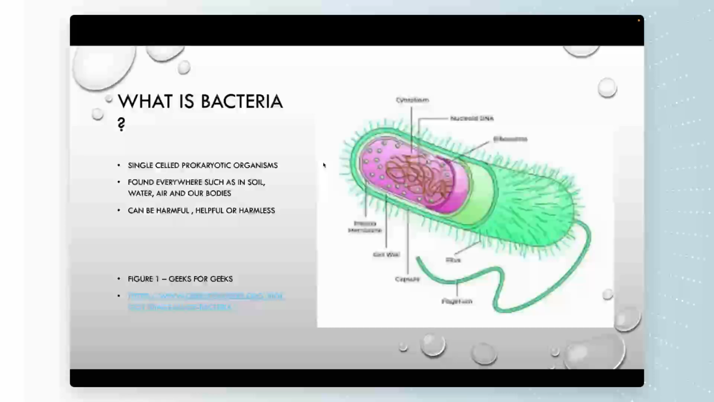So, what is bacteria? Bacteria are single celled prokaryotic organisms that can be found everywhere: on our skin, in our mouths, in soil, water, air, and our bodies. They come in different shapes: spheres, rods, and spirals. Even though they are tiny and invisible to the naked eye, bacteria have existed for over 3 billion years and play a critical role in the Earth's ecosystems. Bacteria can be harmful, helpful, or even just harmless.